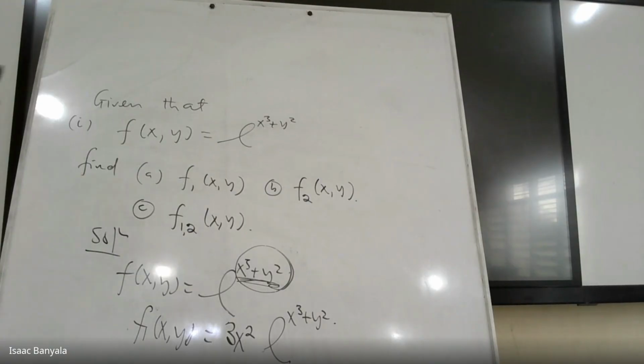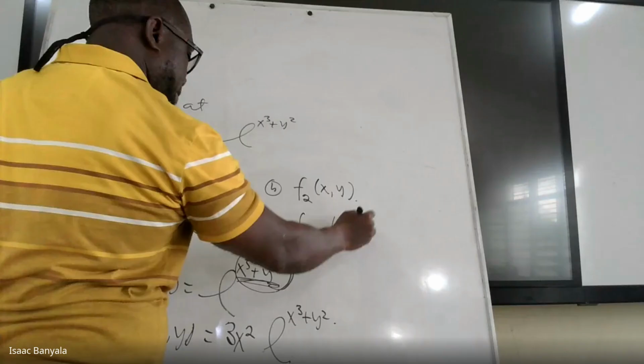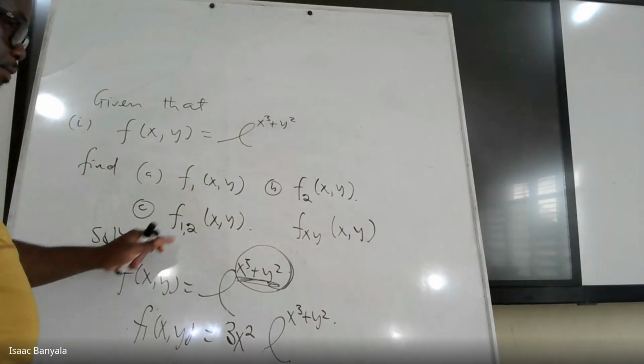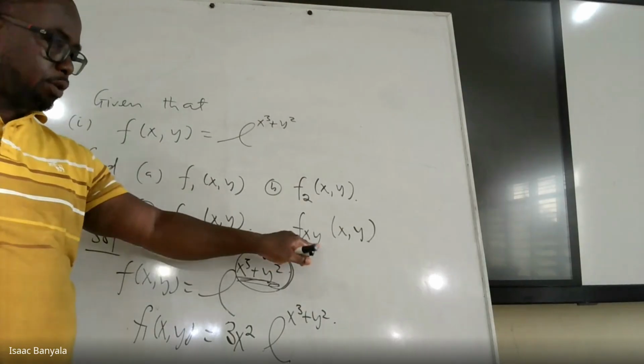Hello, sir. You said we should differentiate f of 1, then f of 2. Then what next will we do? The C is the same as xy. Okay, it's 1, 2. That's the xy. You first differentiate with respect to x, then later differentiate your result with respect to y.